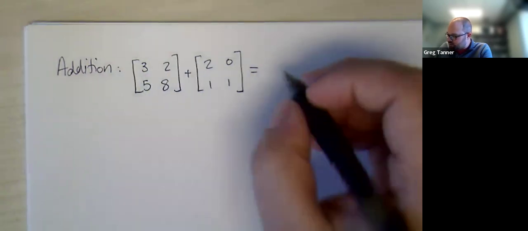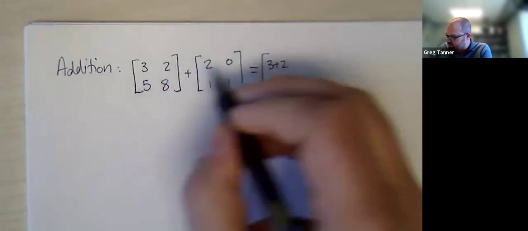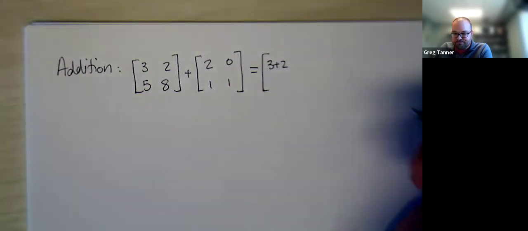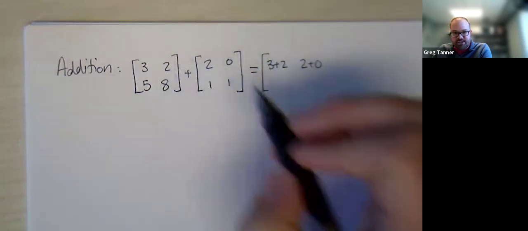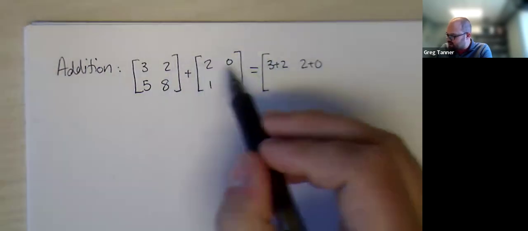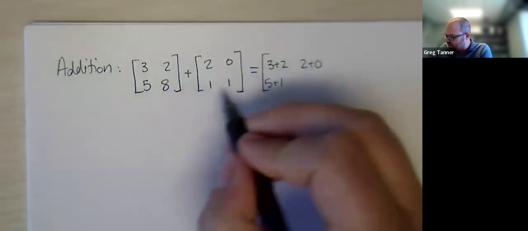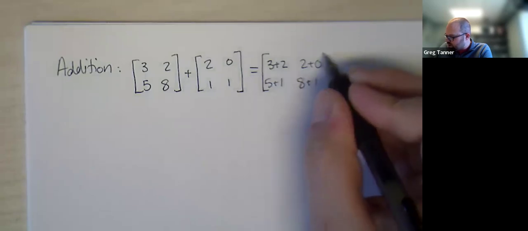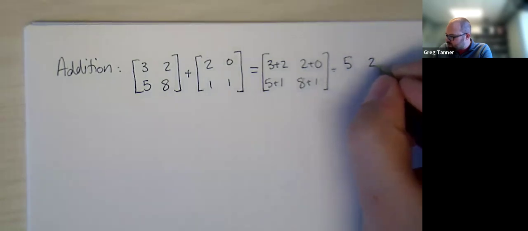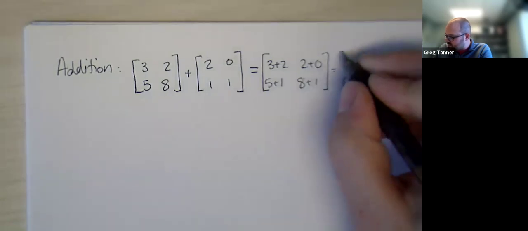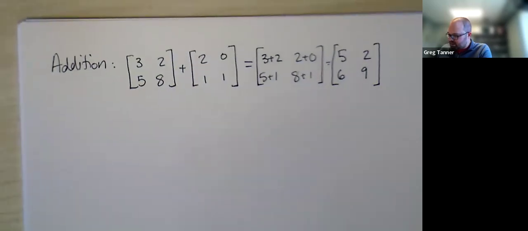So this first entry, I'm going to do 3 plus 2, because I'll take the 3 from here and the 2 from here, and I'll add them together. And I'll get 2 plus 0, taking this entry and this entry. So I did take corresponding top right corners. Bottom left corners will give me 5 plus 1. Bottom right corners will give me 8 plus 1. And then I can go ahead and do the arithmetic, and I'll get 5, 2, 6, 9.